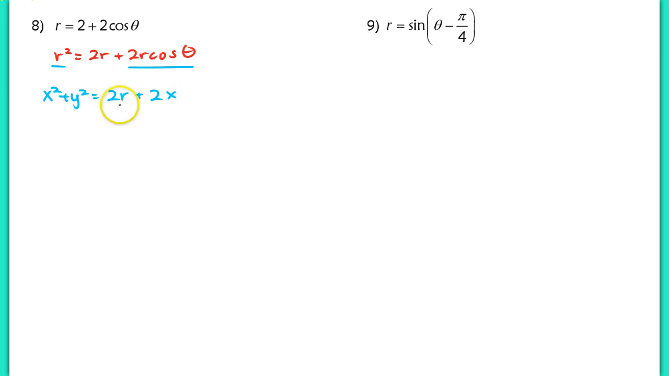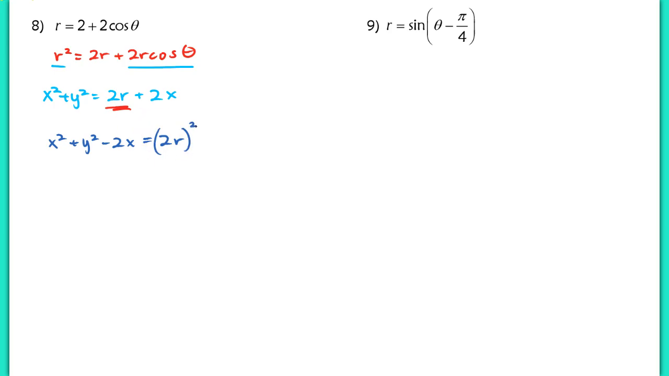Now, in this case, I still have that remaining r, and to get rid of that, it's going to require a little bit more work. So now I'm going to subtract that 2x over, isolating the 2r. Now, if I try to multiply by r on both sides so that I create 2r squared, the problem is that on this side, I'm going to end up with a bunch of r's, and I don't want to do that. So instead, to create r squared on the right-hand side, all I'd have to do is square the right-hand side.